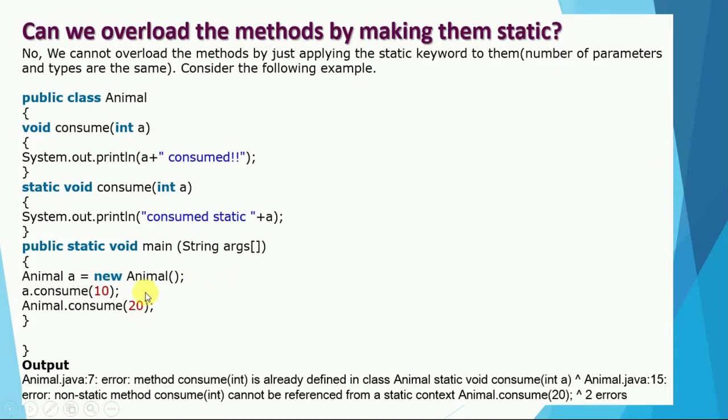Also, the non-static method consume(int) cannot be referenced from a static context. Basically we are trying to give the reference of a non-static method in a static context, so it will throw an error. This consume method is of type static, and this one is of type non-static, and you are trying to reference the non-static method from a static context. That's why it will throw an error.